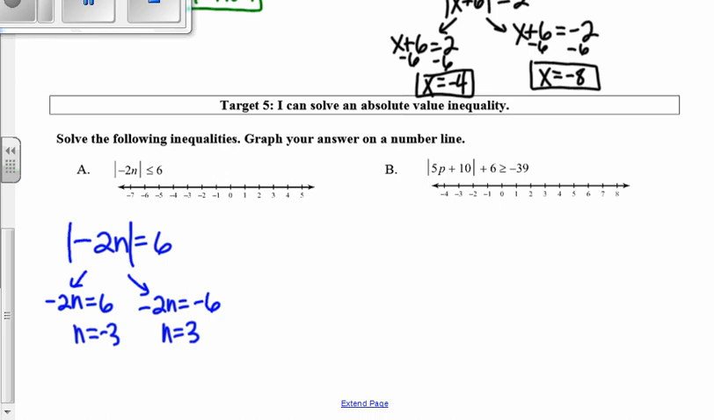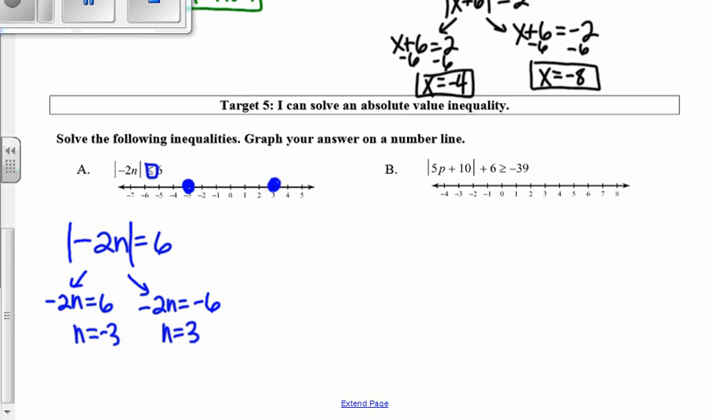So at -3, because there is that equal to component to our inequality, we're going to say it could be -3. So we're going to use a filled in dot. We're going to do the same at +3. And then we're going to test a value outside or in between these two numbers.